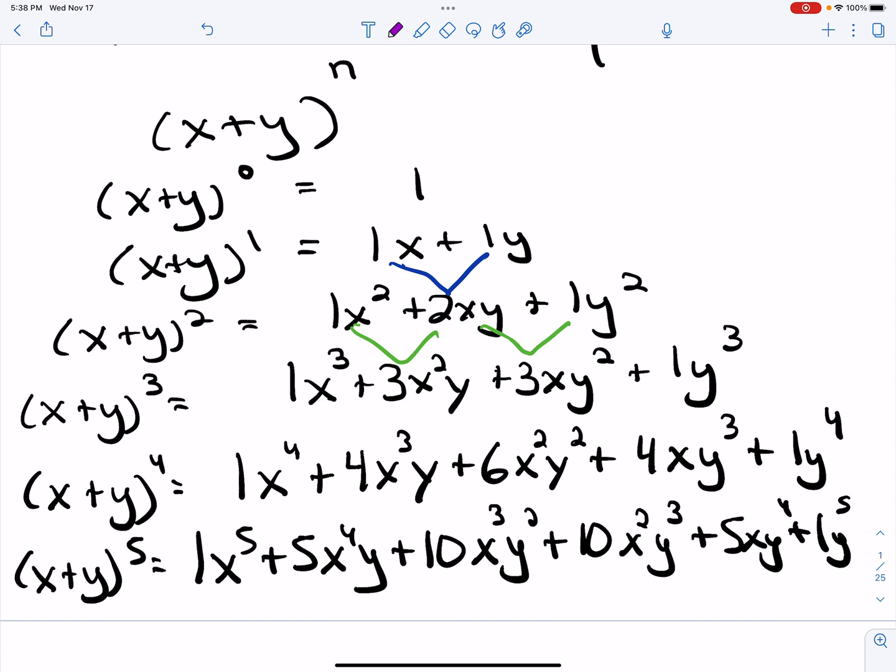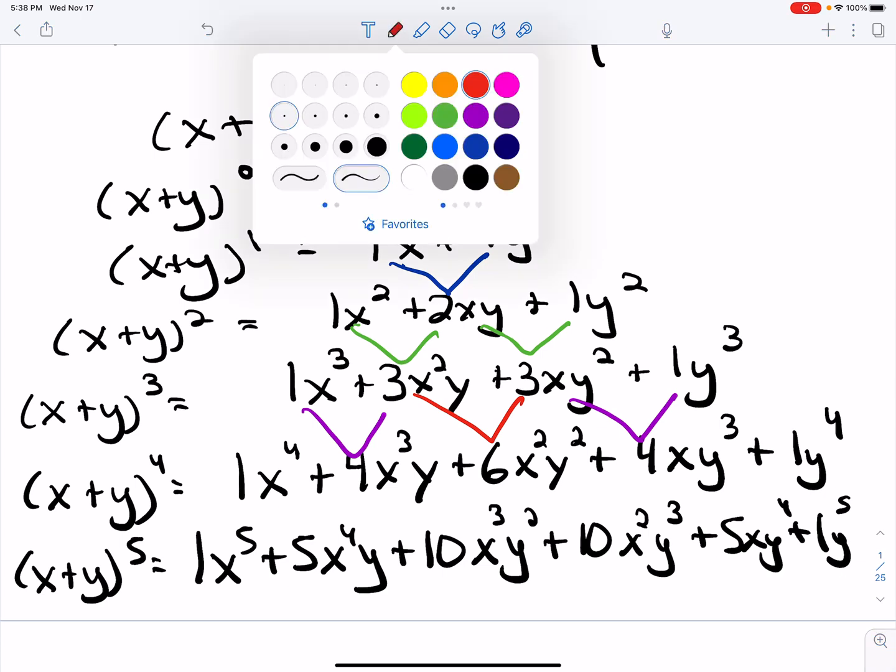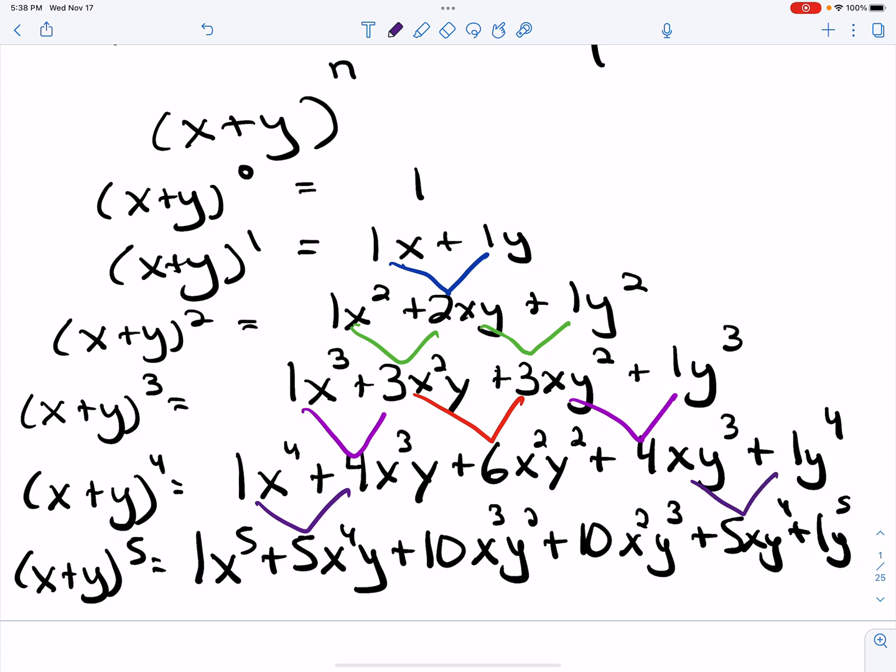As I draw these, I'm wondering if you're seeing it yet. But look at those coefficients. Look at what's happening as you go down the triangle. The coefficients are Pascal's triangle. You've got 1, then 1, 1, then 1, 2, 1, then 1, 3, 3, 1, 1, 4, 6, 4, 1, 1, 5, 10, 10, 5, 1, etc. If you kept going, the 6th power, 7th power, 8th power, you continue to have your coefficients being out of Pascal's triangle.